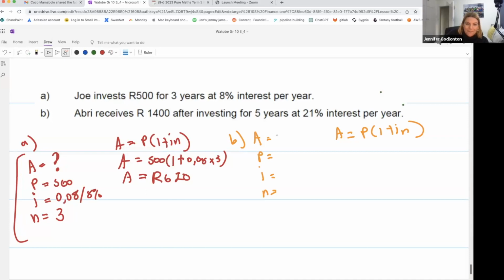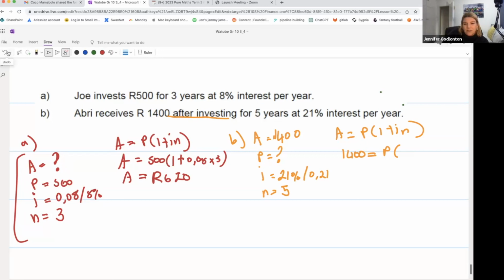Okay. So P is 1,400 Rand. So be careful. This is what Abri receives after investment. Oh, it's the A. Sorry. So 1,400 is the A. Okay. P is what we're trying to find. I is 21% or 0.21. And the number of years is 5. Good. Okay, so now let's pop that into this formula and then you can tell me what you want me to do. Or do you want to first manipulate the formula? What do you want to do?